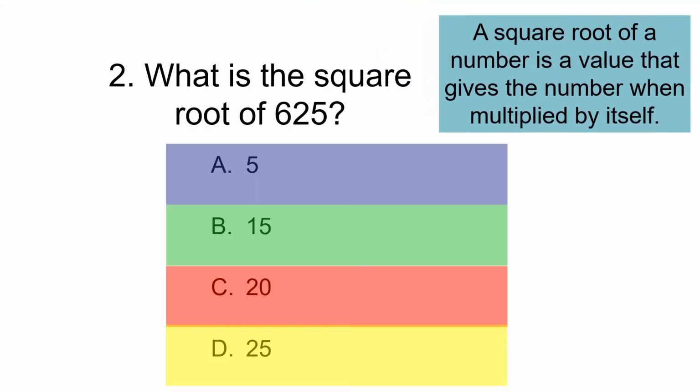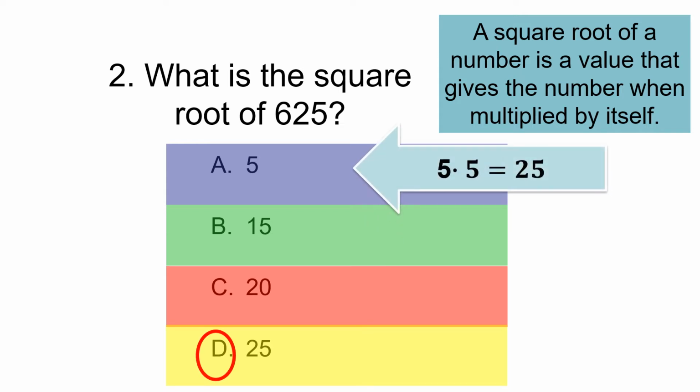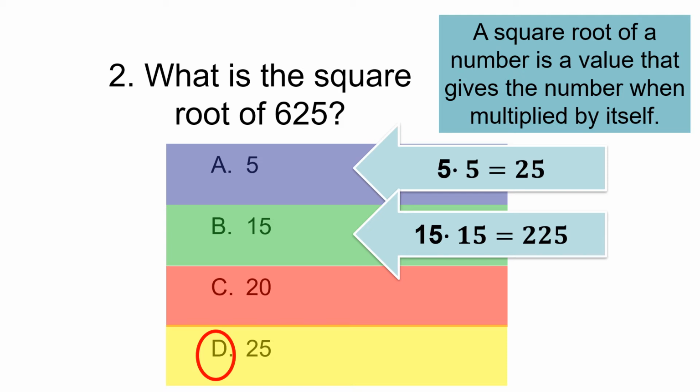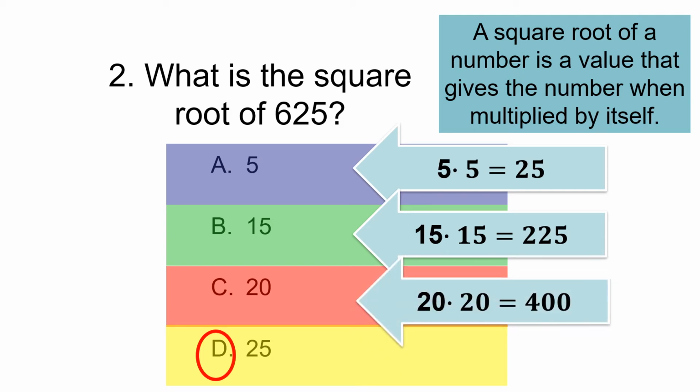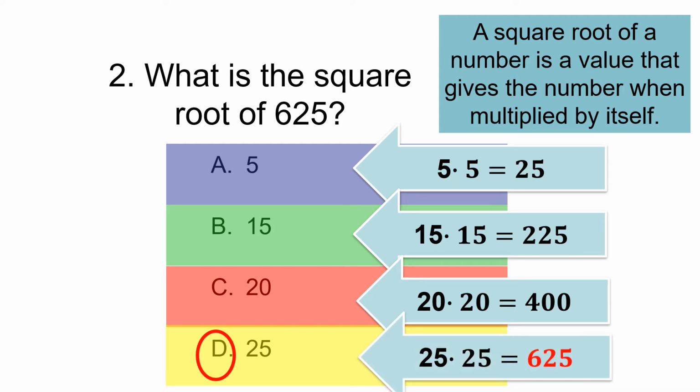Remember that the square root of a number is a value that gives the number when multiplied by itself. So the answer for the square root of 625 is letter D, 25. Because 5 times 5 is equal to 25, 15 times 15 is equal to 225, 20 times 20 is equal to 400, and 25 times 25 is equal to 625. So, the square root of 625 is 25.